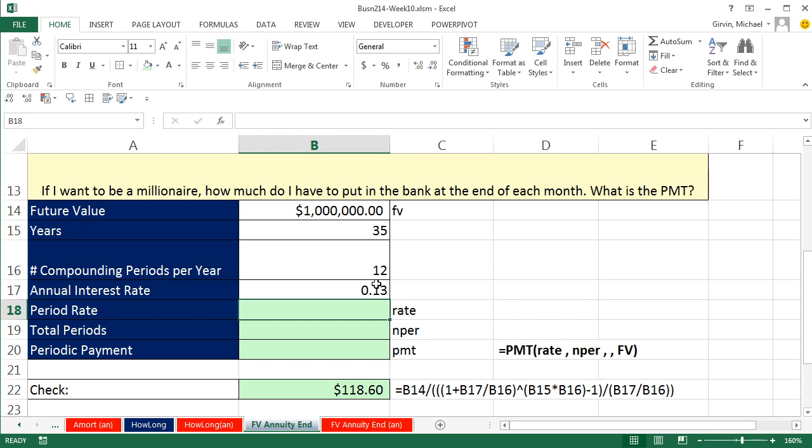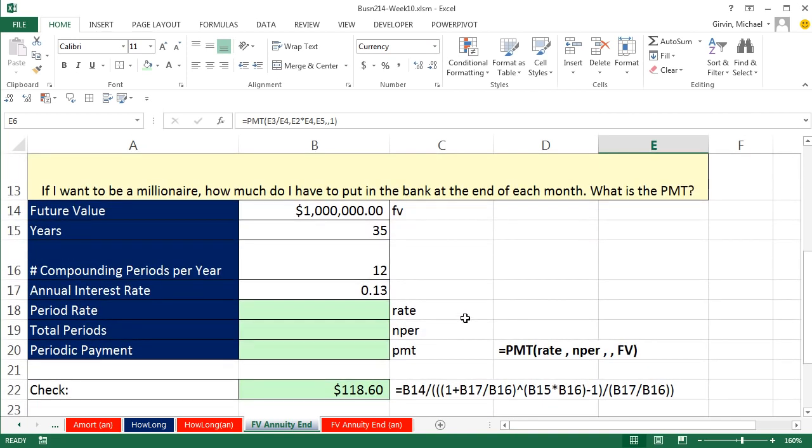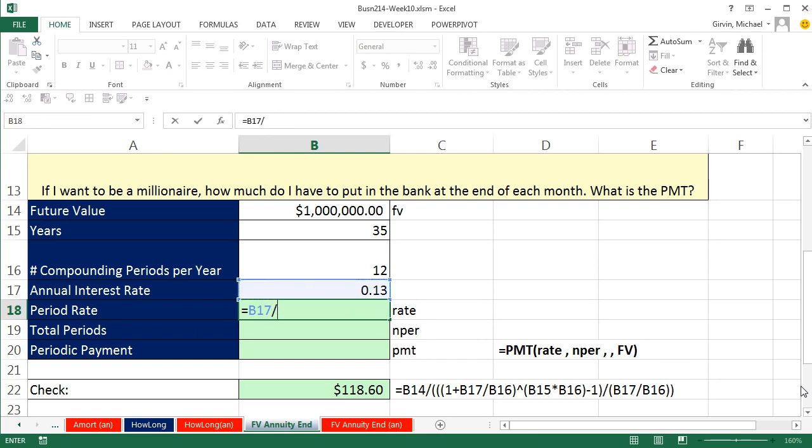Now, the PMT function is the function we've seen the most throughout this video. We saw it for loans. Now we're seeing it for investments, right? Or even up here, how much do we get to withdraw once we have $866,000 here? The question is, how much do I have to put in the bank to get $1 million? So my target in the future is $1 million. All right, period rate equals 13% divided by 12. Enter. Total number of periods equals 12 times 35 years.